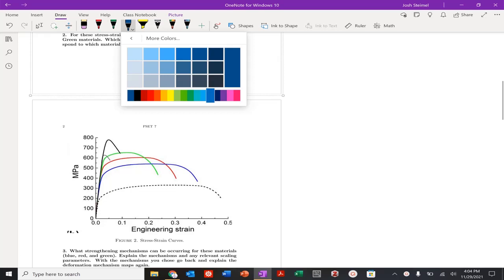Oh, come on, I need some better blues. Come on, notepad, be better. How about that bright blue? Let's just take what we can get.